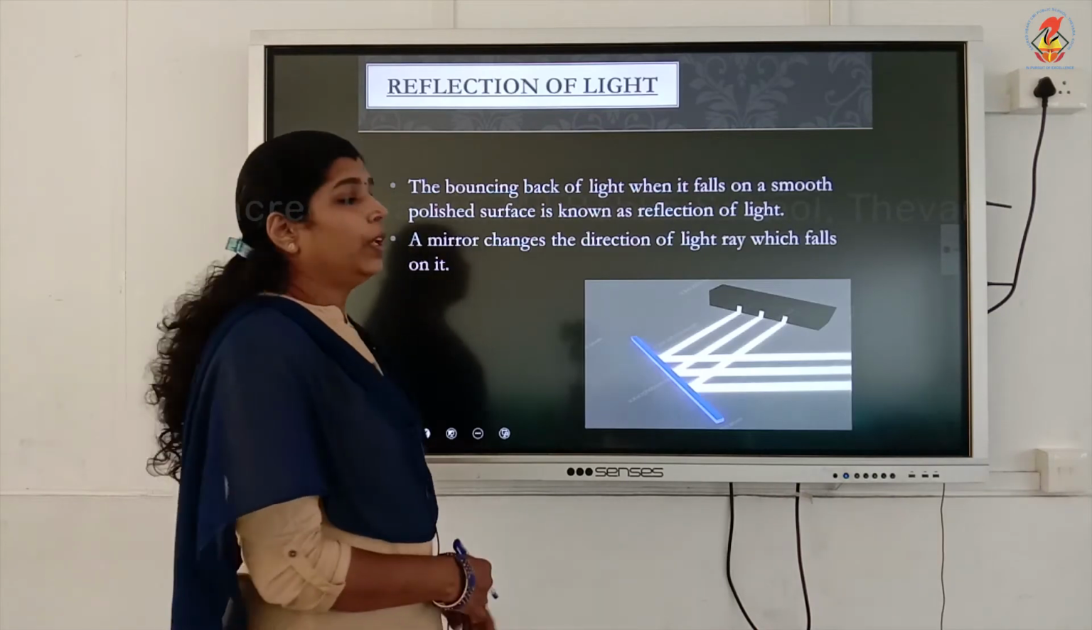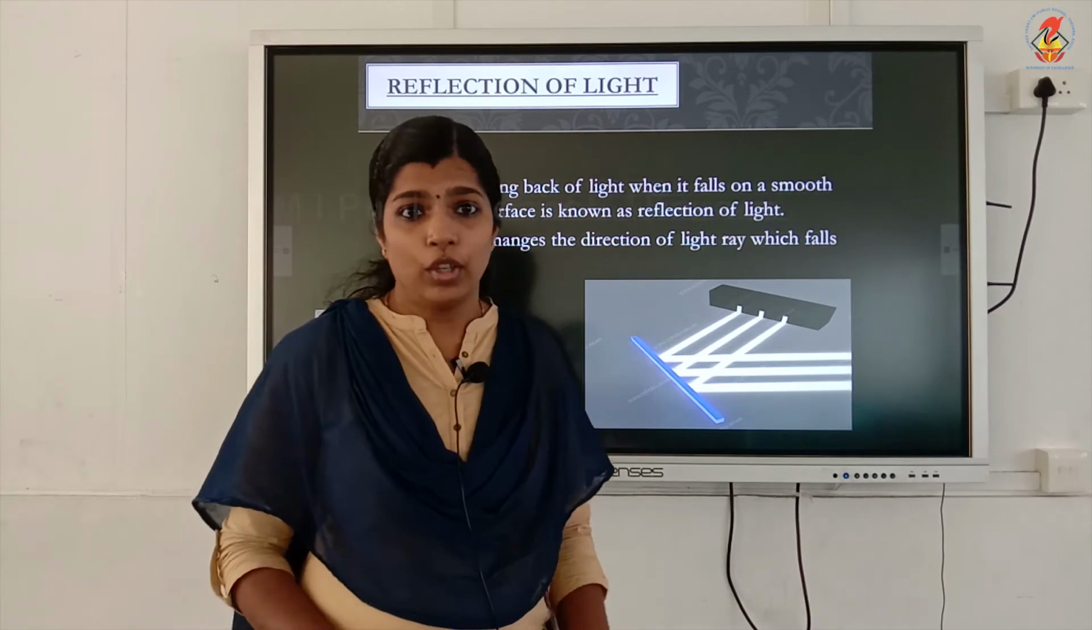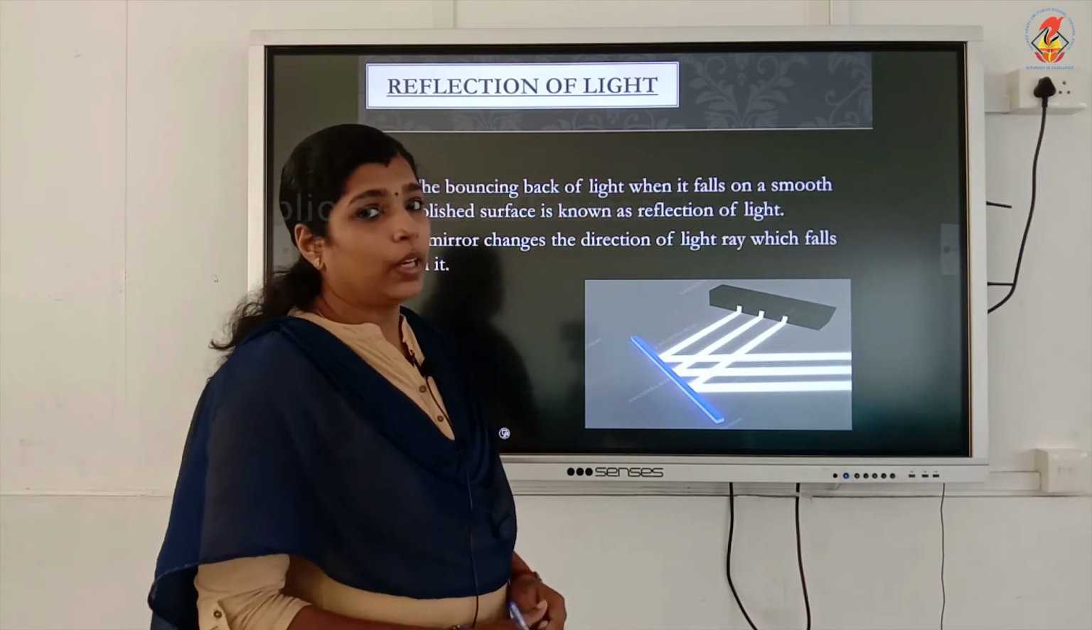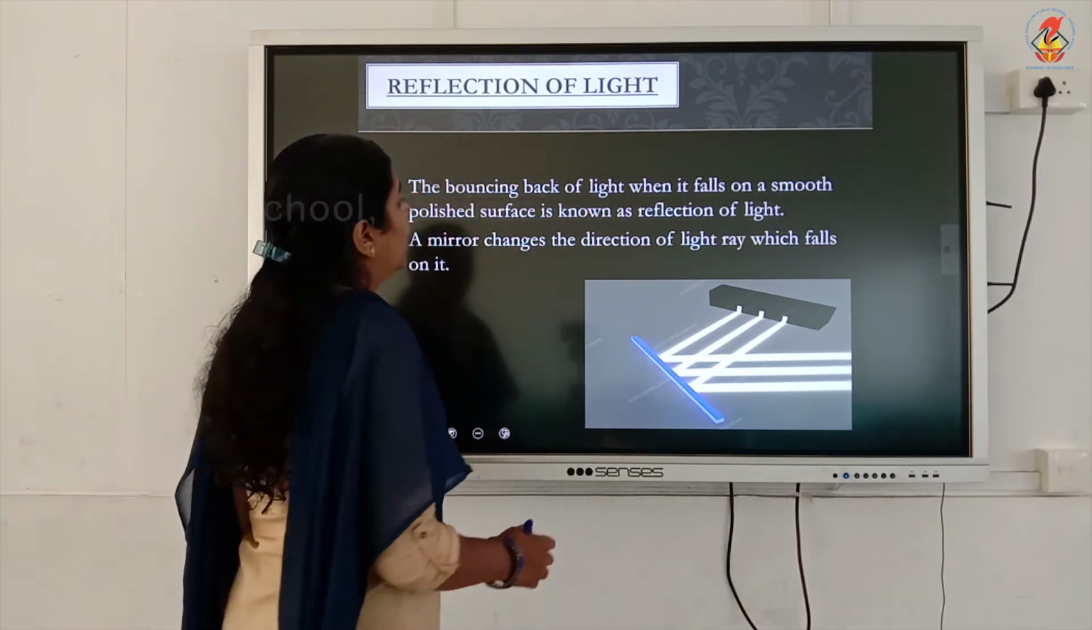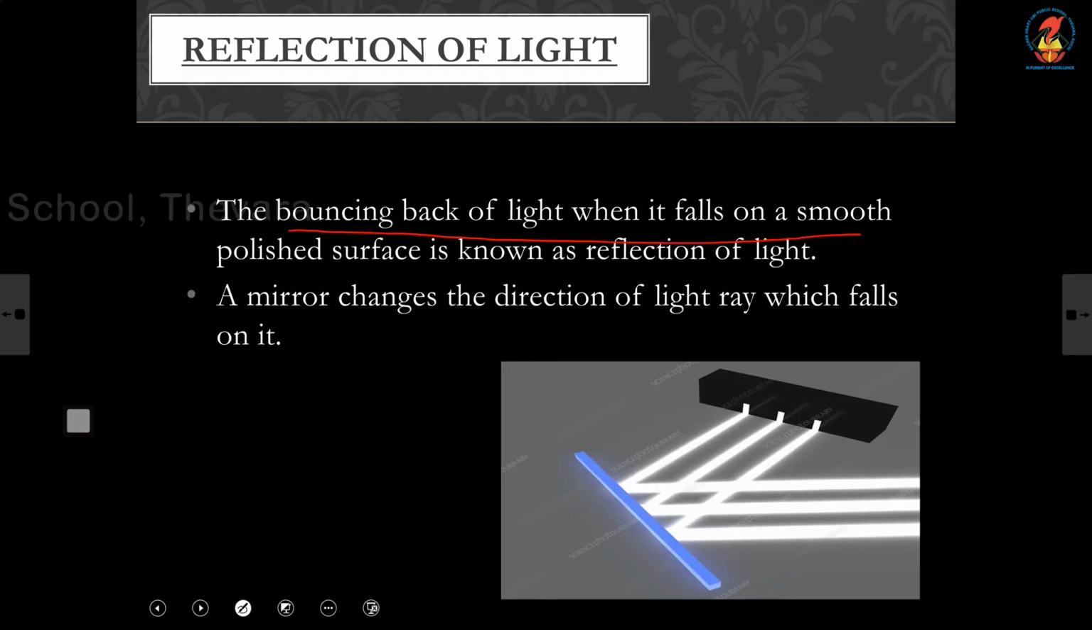Then, reflection of light. In 6th standard you studied about reflection of light. So, what is meant by reflection of light? The bouncing back of light when it falls on a smooth polished surface is known as reflection of light.